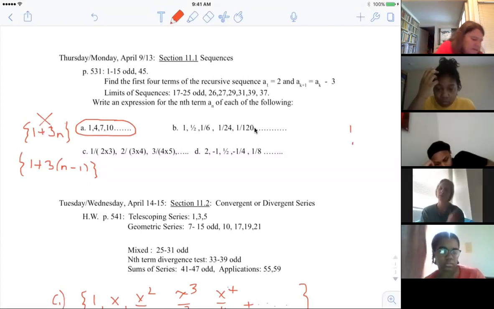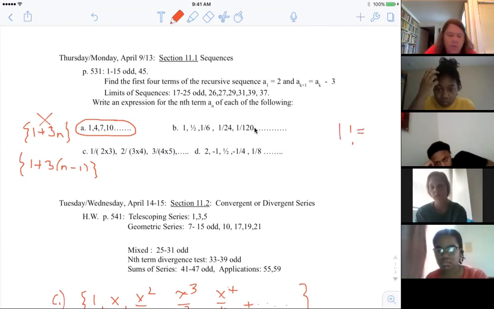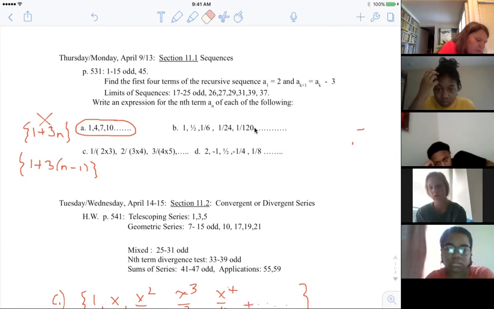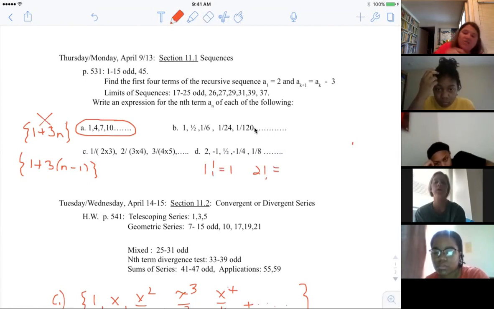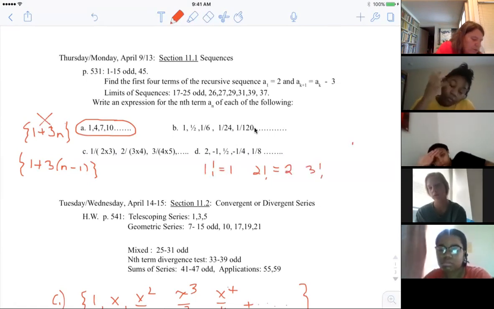If I said, let's look at 1 factorial, based on what I said yesterday, what would 1 factorial be equal to? 1. Yeah, so 1 factorial would be 1. What would 2 factorial be? And remember, it starts at 2 and it counts down to 1. So what would 2 factorial be? 2. 3 factorial would be 3 times 2 times 1, which would be 6.